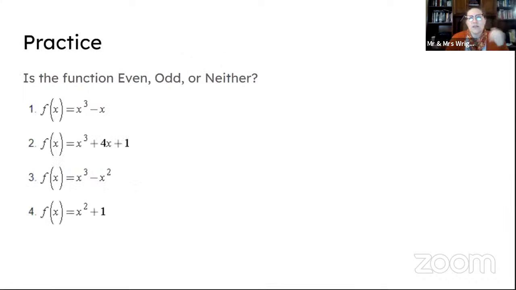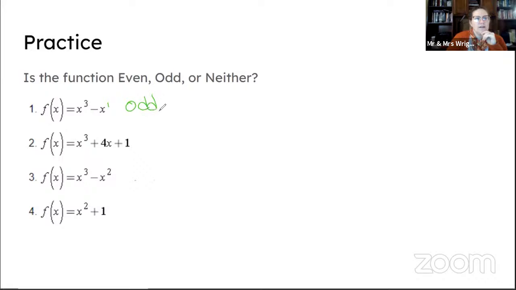So pause the video, tell me whether these are odd or even, and then come back and we'll go over it. This is 3, and this one is 1. So those are both odd. This is 3, this is 1, and this is x to the power of 0. So this is neither. This is 3, this is 2, this one is neither. This is 2, this is 0, so this one is even. I hope you got those easily.